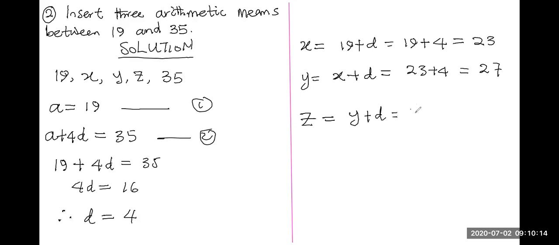All right, that will give us 27 plus 4, and of course, we have 31. Then, of course, to get this 35, add 4 and all that. So we are actually correct. So this is the way we solve problems on arithmetic mean. All right, let's go to further problems.